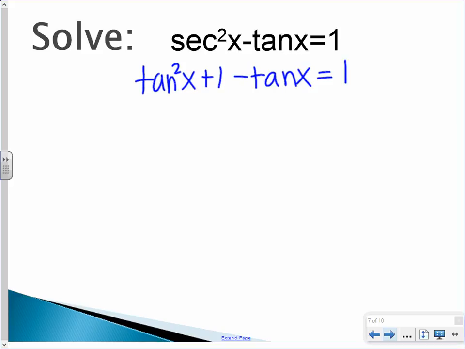Okay, now, if we want to factor anything, we have to set it equal to 0. So when we subtract that 1 over to the left side, what happens? They cancel out. So we're left with a really nice equation. Tangent squared x minus tangent x equals 0.